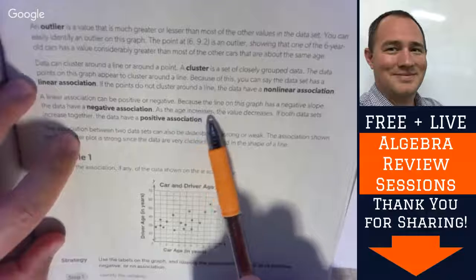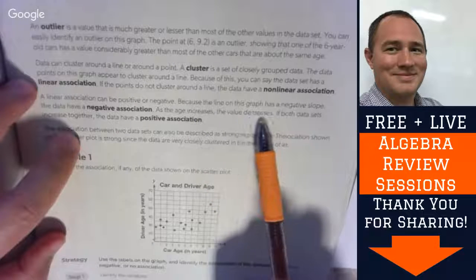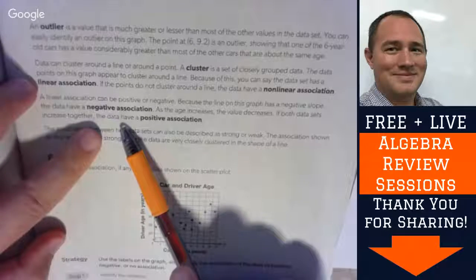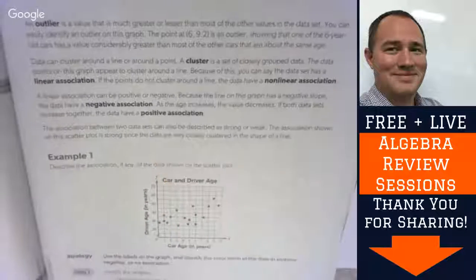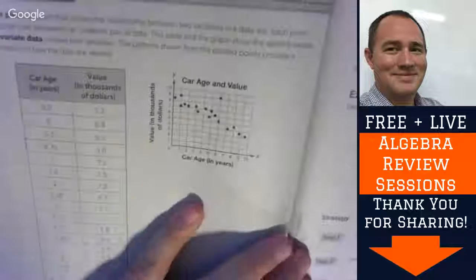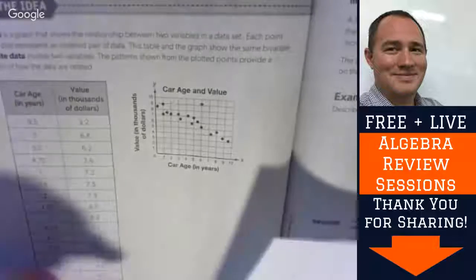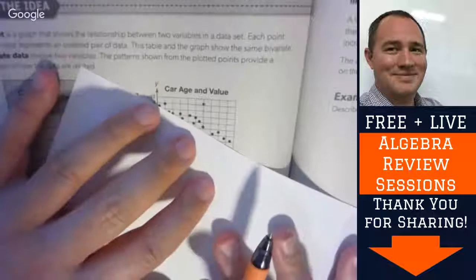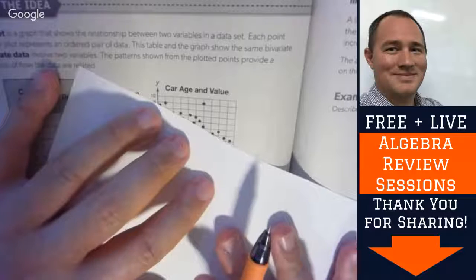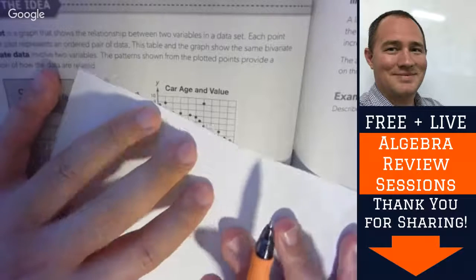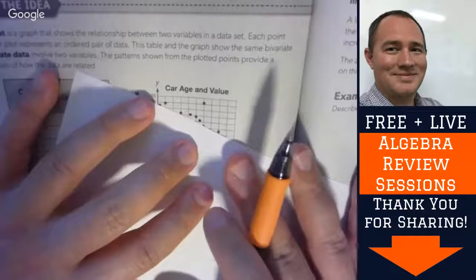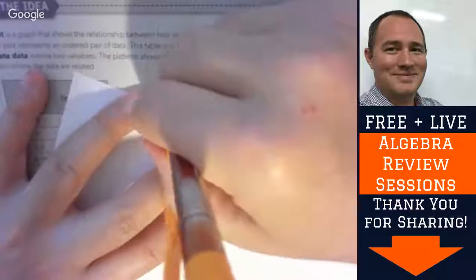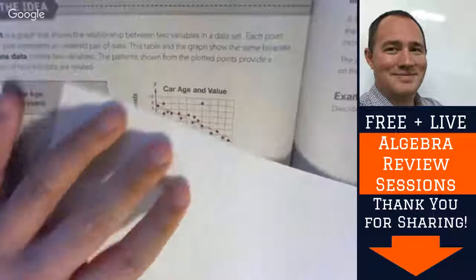So as the age increases, the value decreases. If both data sets increase together, then the data would have a positive association. So if we look over here, if we were to draw a line, it doesn't have to be perfect, but if we were to try to make a line that was as good of a representation as we could of this data, it might look something like this.